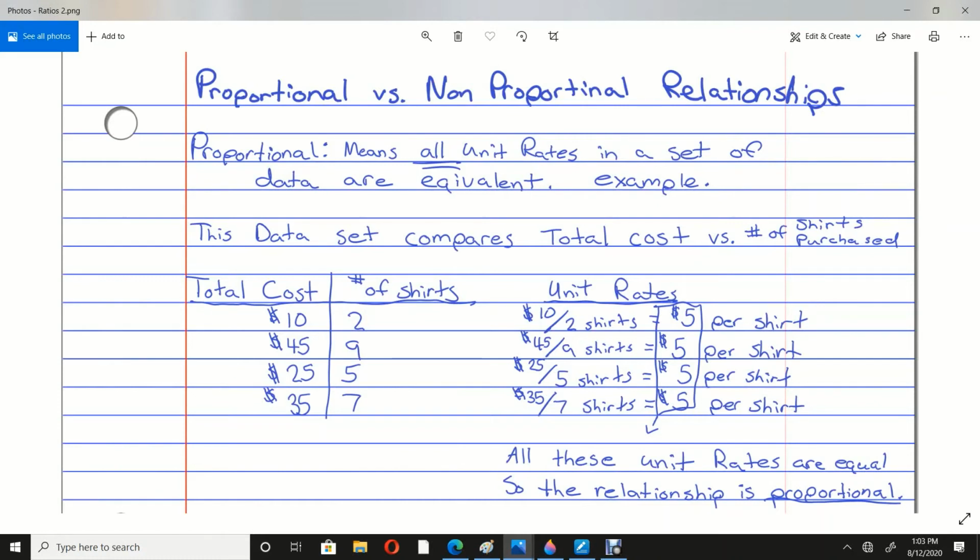So we can see all of the unit rates here are the same. They are equal. So all of these unit rates are equal. So the relationship between cost and shirts we determined is proportional, at least based on the information we have, right? Great.